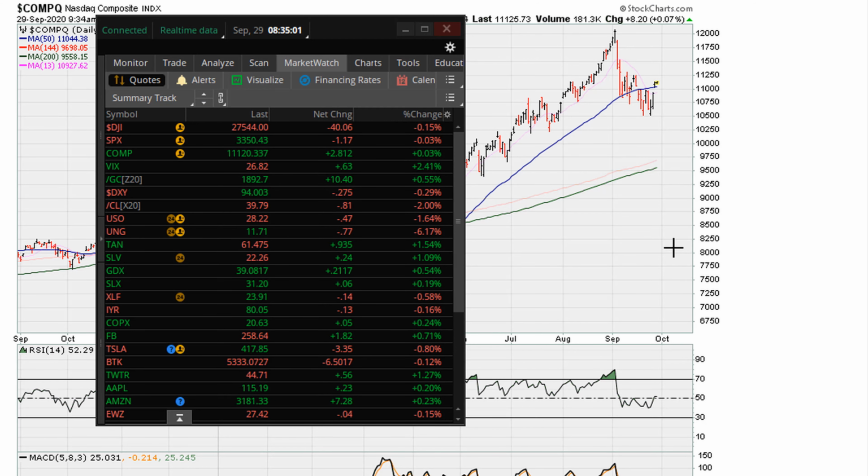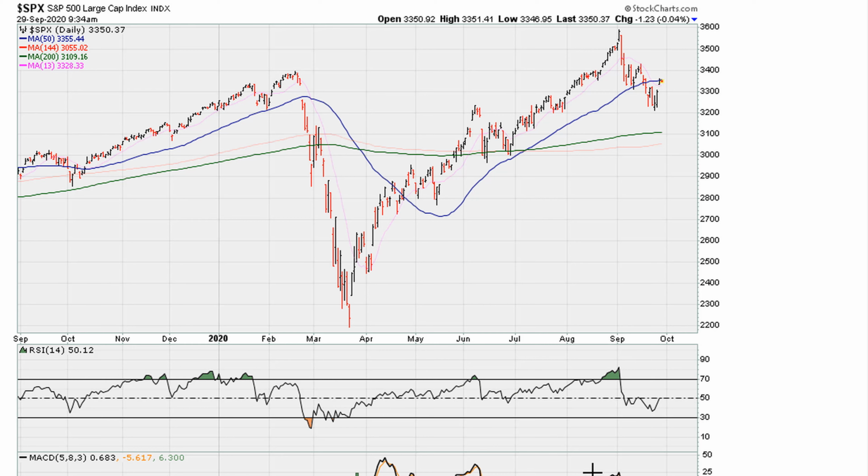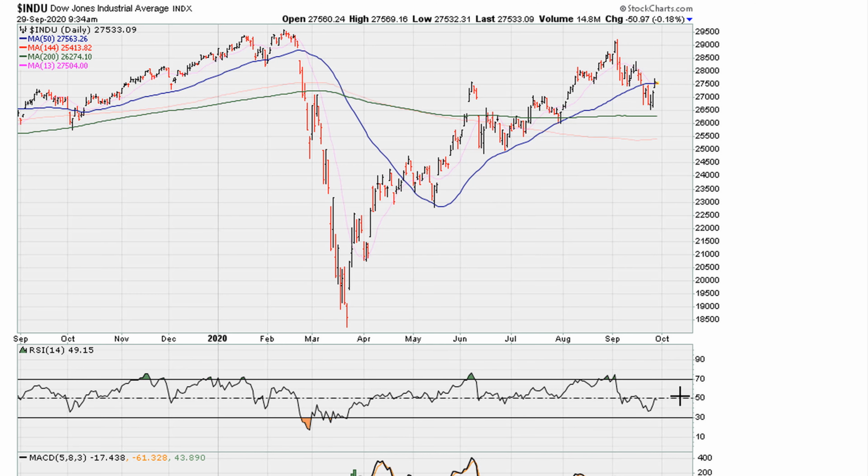So with about 5 minutes, this is how markets are trading. If we can take a look right now, these are the numbers. Nasdaq trading with its RSI at 52.29. S&P 500 trading with its RSI at 50.12, and the Dow still remains below 50 with its RSI at 49.15.